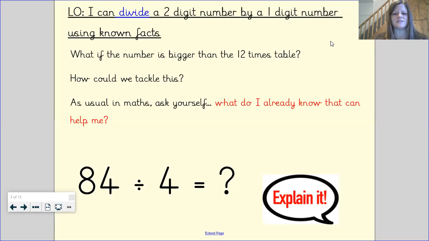That's right. If you know that 8 divided by 4 is 2, then you know that 80 divided by 4 is 20. And then 4 divided by 4 is 1. So therefore you just put them back together. So the answer is 21. So it's straightforward if you just use your knowledge that you already know. And we are super confident that you've got lots of knowledge already.